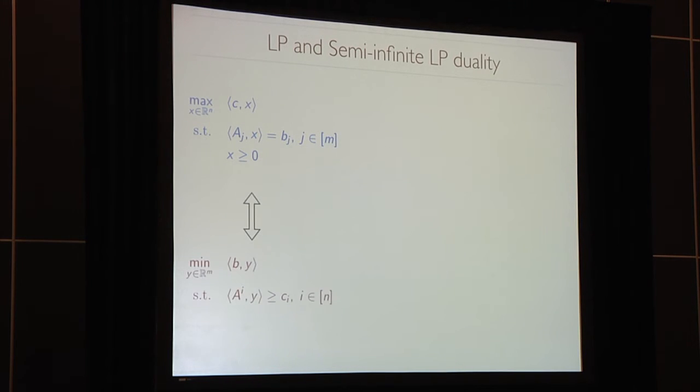And to solve that, we use simple duality. So forget everything I said so far. Remember LP duality. You have a maximization problem with equality constraints. Here's the dual: it's a minimization problem with inequality constraints.